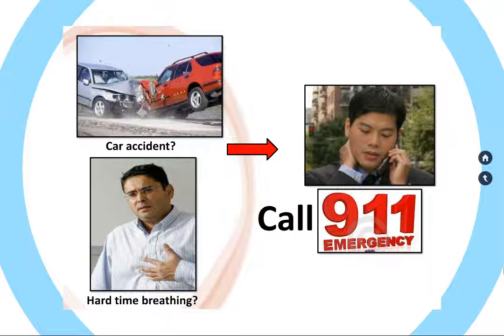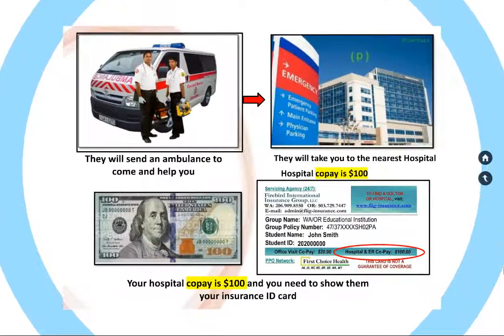If you were in a bad car accident, or if you are having a hard time breathing, you can call 911. This is the universal phone number in the US that you can call from anywhere on any phone if you have an emergency. An ambulance will be sent to your location and they will bring you to the nearest hospital. As a reminder, your copay for the emergency room and hospital is $100. Please be sure to have your insurance ID card with you, as the hospital may ask you for this so they can properly send their charges to the insurance company.